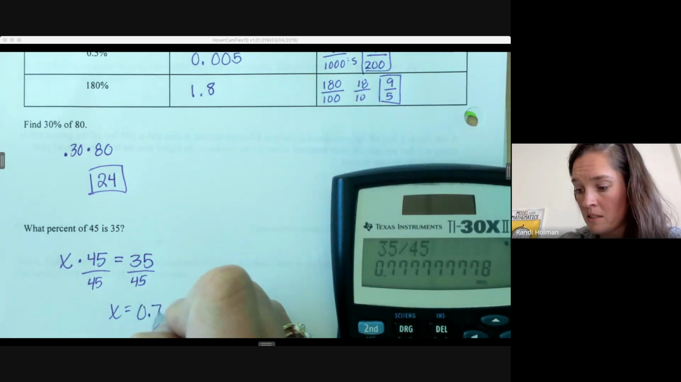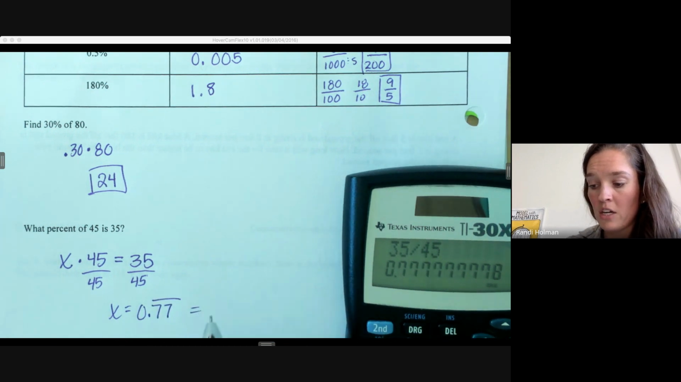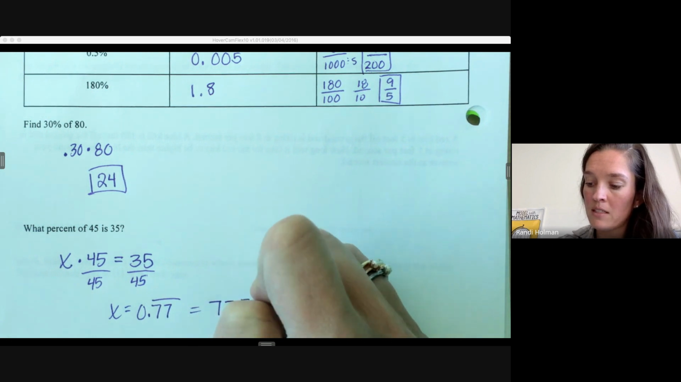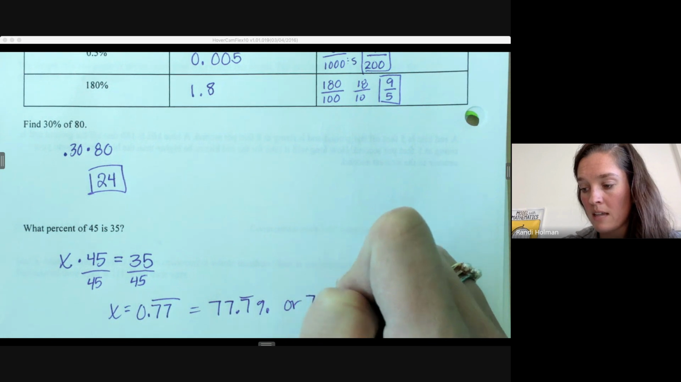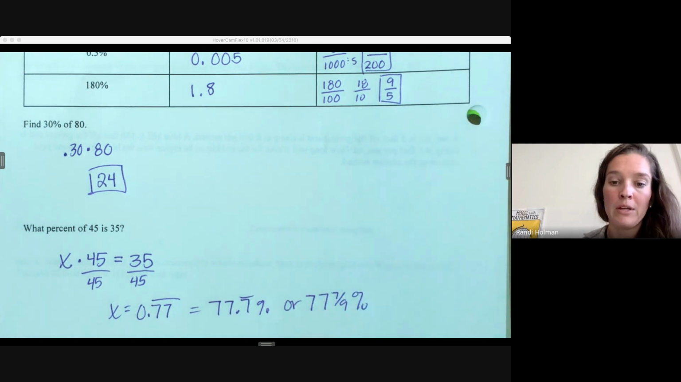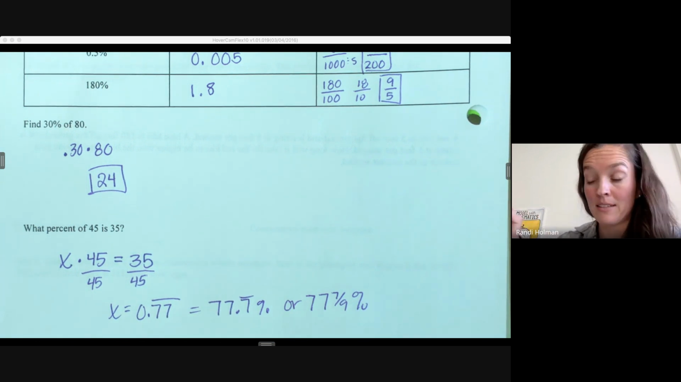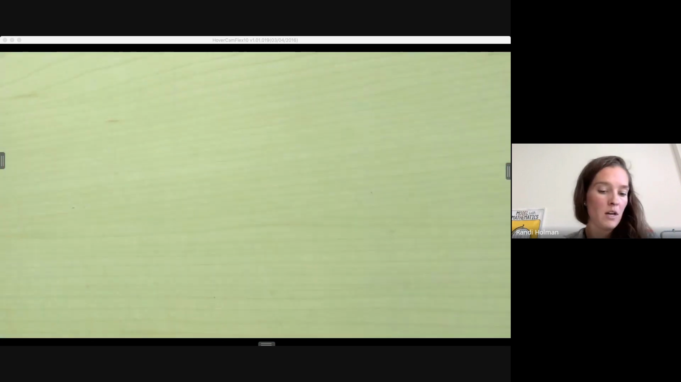Okay, so we got 0.77 repeating, which, if we change that into a percent, is 77.7 repeating percent, which is also 77 7/9%. All right, if it repeats or ends, it is rational. We should be able to write that as a fraction as well. Okay, let's look at a couple more examples here.